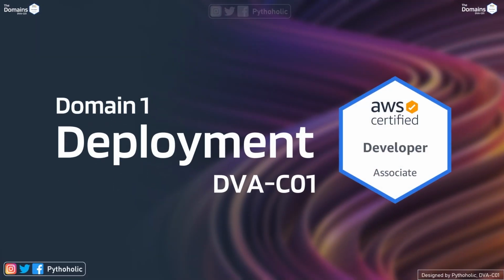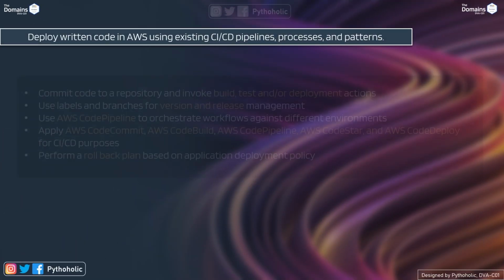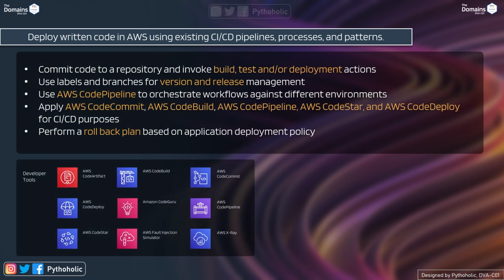First off, let's talk about deployment. Deploy written code in AWS using existing CI/CD pipelines, processes, and patterns. So you need to understand that as a developer, you need to be good at writing code both for your application and also when you're hosting on AWS. You need to be good at deployment as well. Okay, remember this point very carefully. As a developer, you should be good at writing code for both your application, and when you're hosting on AWS, you need to be good at deployment as well.